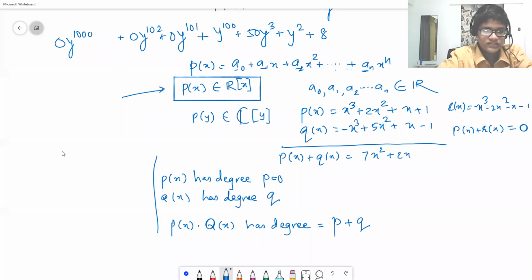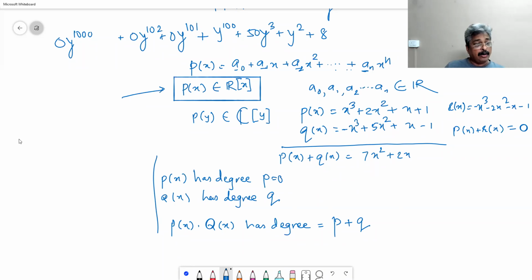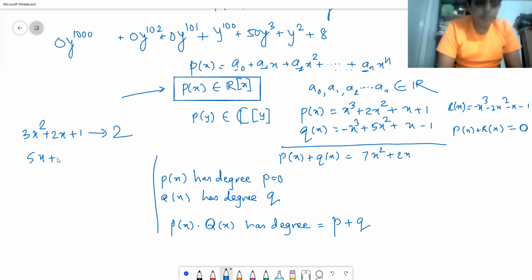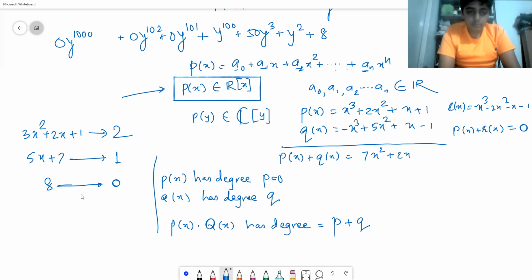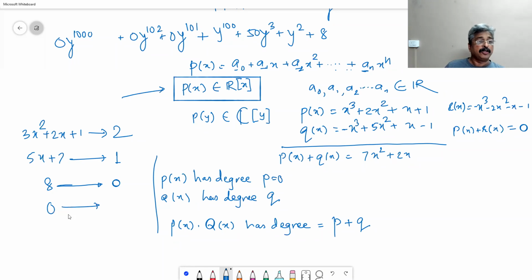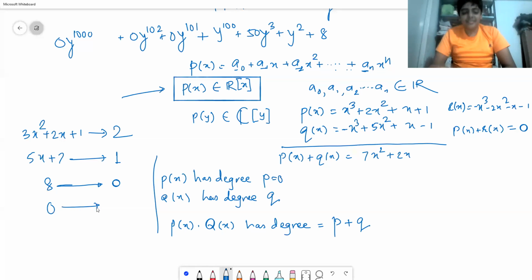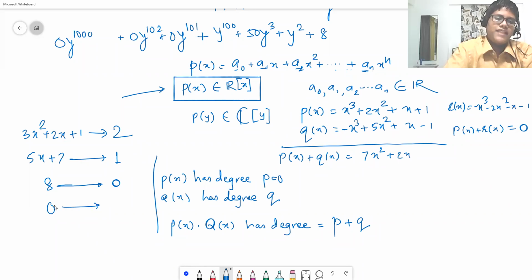So now let us spend a little time on degree. 3x square plus 2x plus 1. What is the degree of this polynomial? 2. 5x plus 7. What is the degree of this polynomial? 1. Correct. 8. What is the degree of this polynomial? 8. 0. 0. And 0. What is the degree of this polynomial? Sir, don't know. It can be any real number. It can be any whole number.